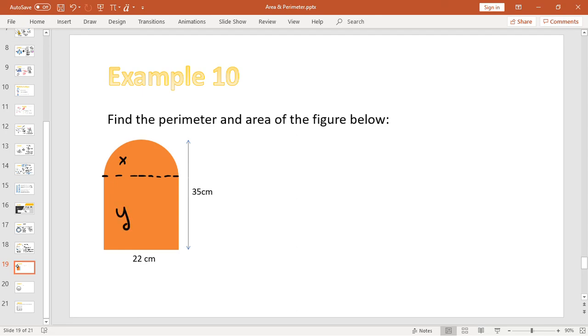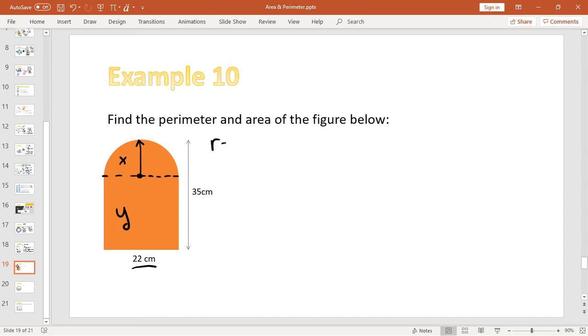And I'm going to be very careful with this half circle. So I see that the diameter of this circle is 22 because it's the same for the bottom of the rectangle, top of the rectangle. Okay, I don't need a diameter. I need a radius.